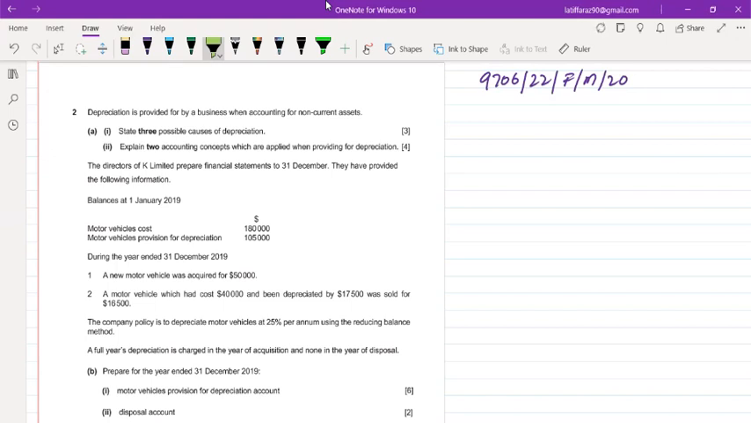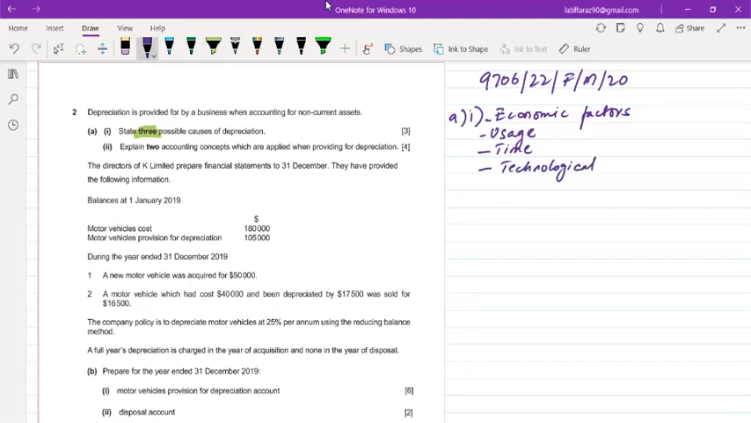State three possible causes of depreciation. Okay. So the causes of depreciation are very simple: economic factors, usage, time, technological change. Okay. So these are the causes of depreciation. So part one is done.